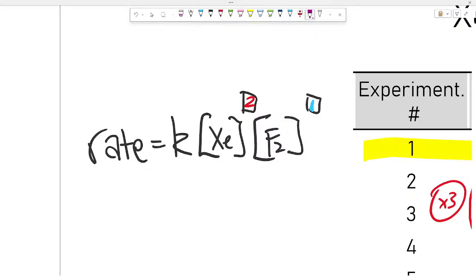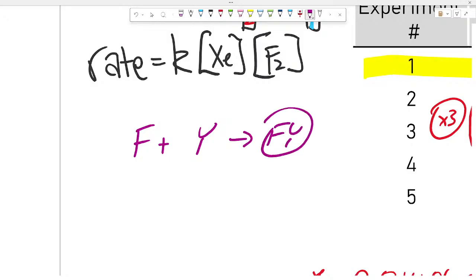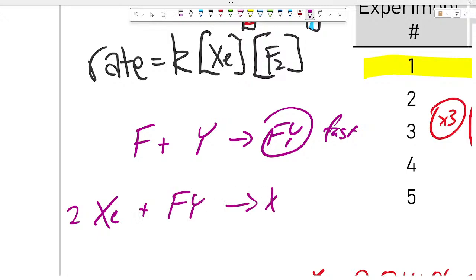When you say fluorine derivative, it's possible that in step one, fluorine first has to bump into yttrium, which will never happen, by the way, and form a fluorine yttrium thing. That might be a fast step, so we don't have to worry about that. And then two xenons have to bump into that fluorine yttrium and form Xe2FY, and that's the slow step.